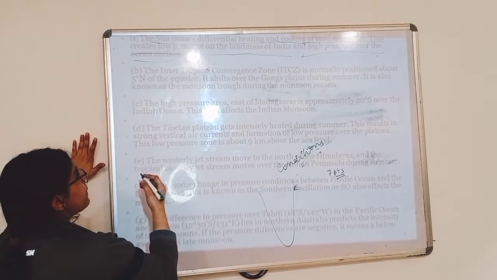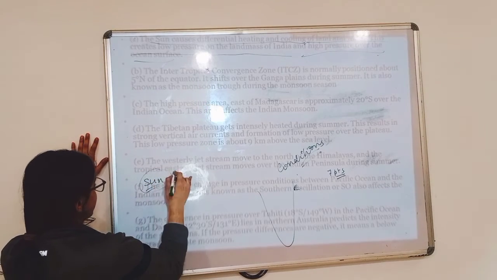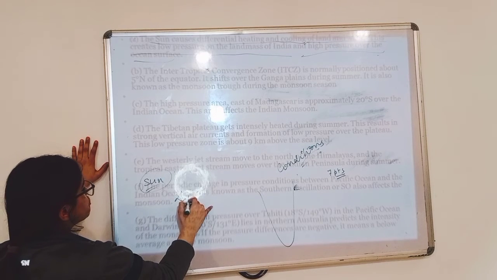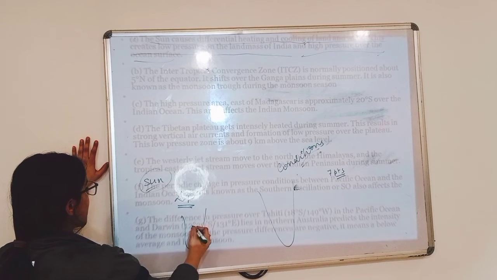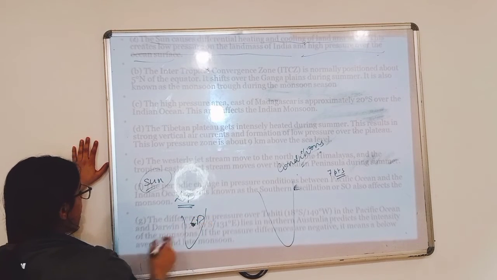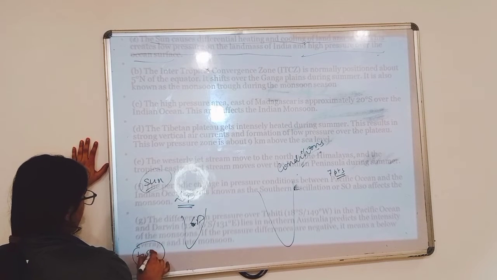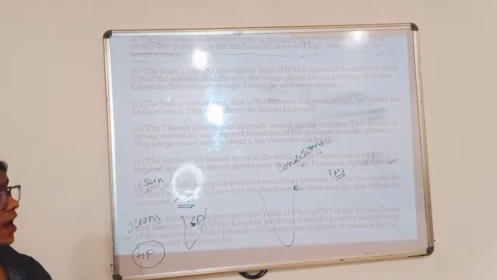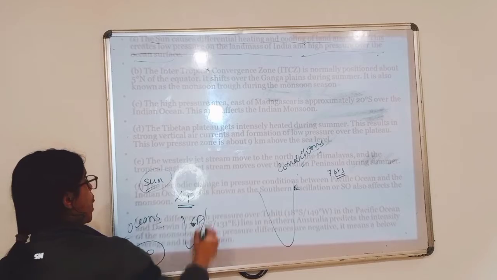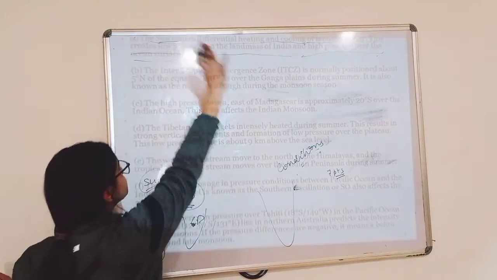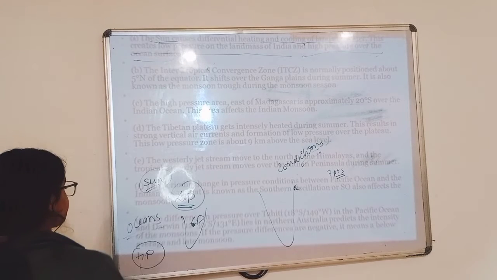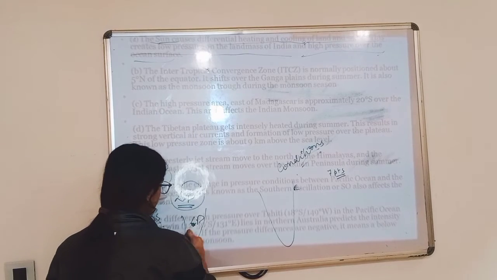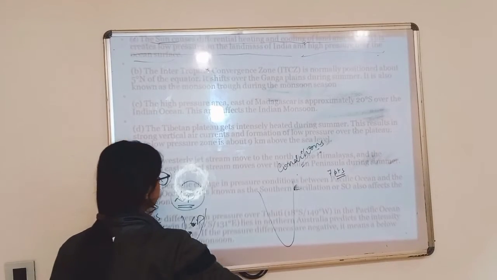So see, ab kya hota hai? Sun ki wajah se, it causes a low pressure on India landmass and a high pressure on the oceans. Oceans mein bahut high pressure hota hai and India a low pressure ban jata hai. Why? Because of the sun. Exactly, sun. Now, humko pata hai high to low hoti hai. So, the winds blow from here, high pressure to low pressure.